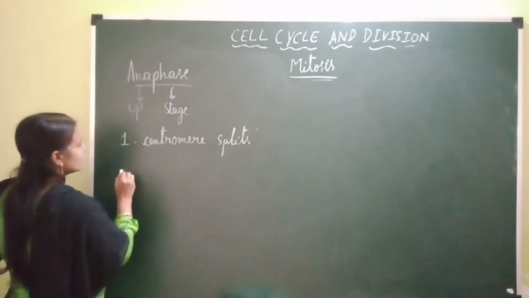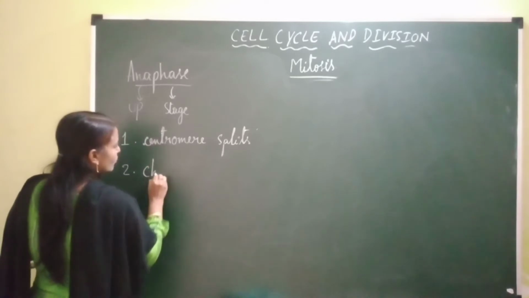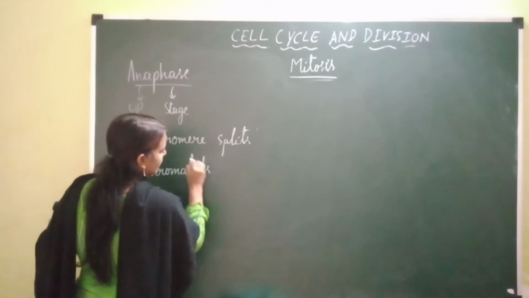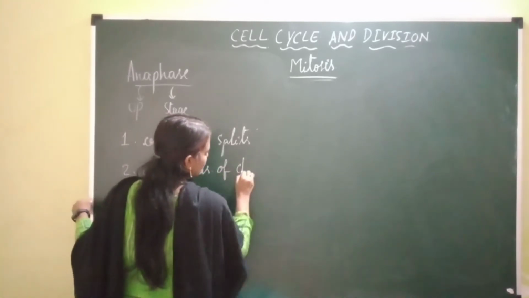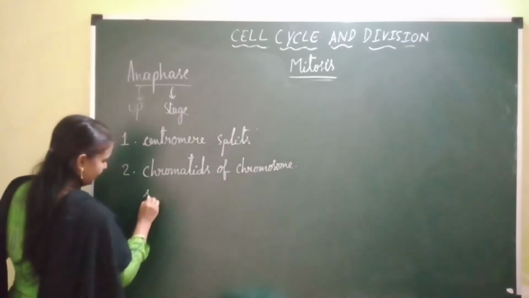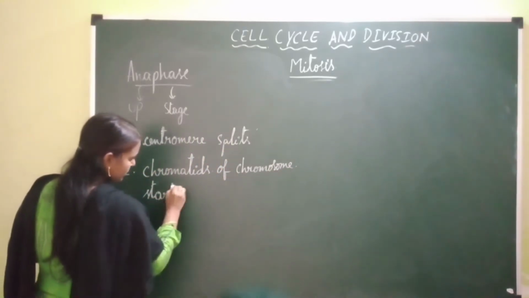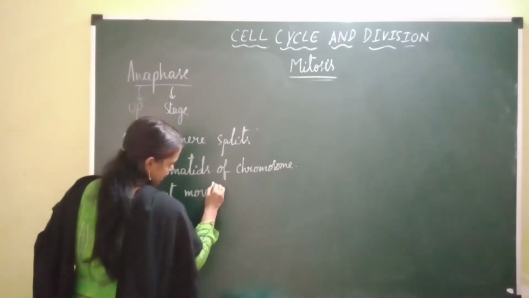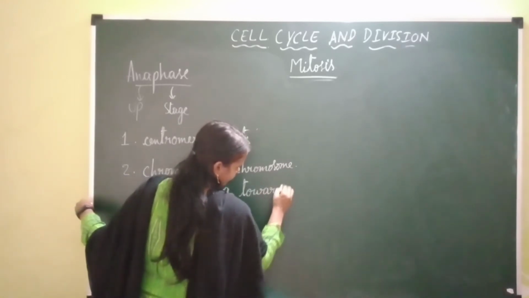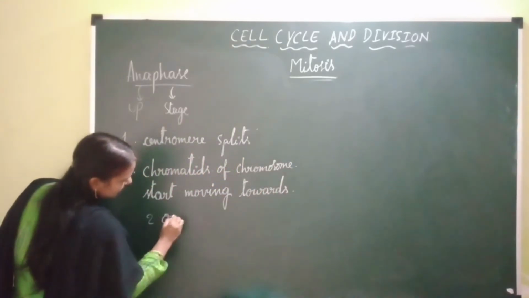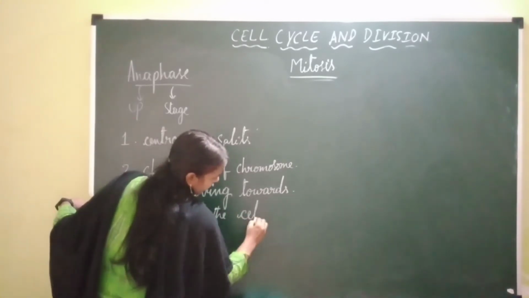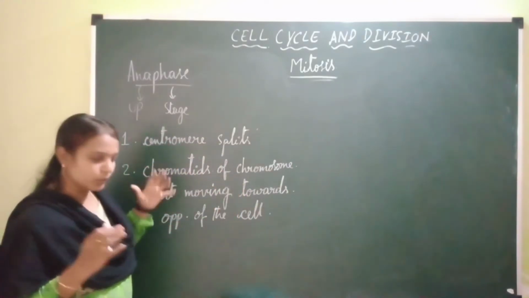After splitting of the centromere, the chromatids of each chromosome start moving towards two opposite poles of the cell. So let's see how they are moving, and during this movement how they appear.